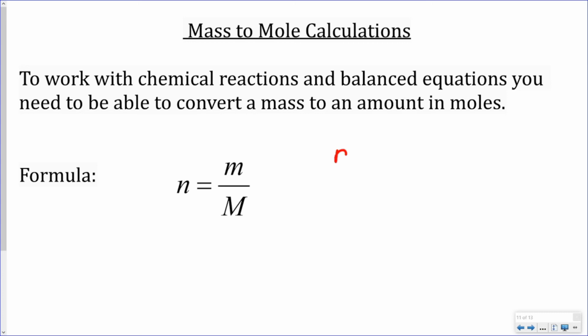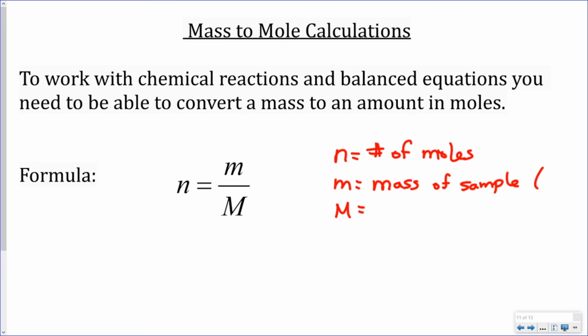So what do all these things mean here? What is n, what is little m, and what is big M? Little n here is the number of moles. Little m is our mass of our sample, and this is going to be in grams. And big M is molar mass, and the units of molar mass are grams per mole. So this is the formula that we're going to use. We might have to rearrange it. Basically, we're going to be asked to convert between these two.